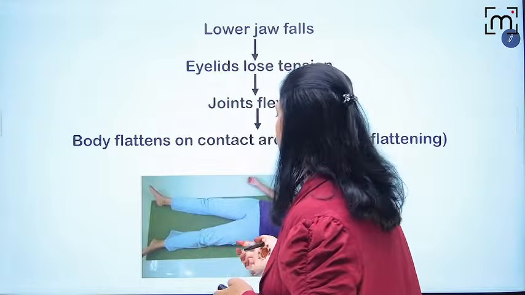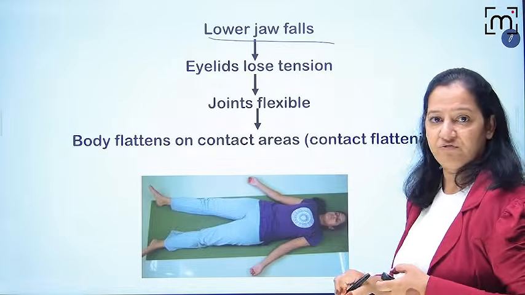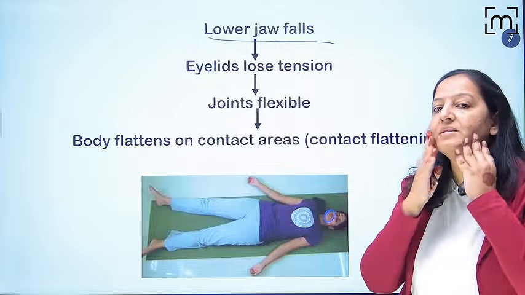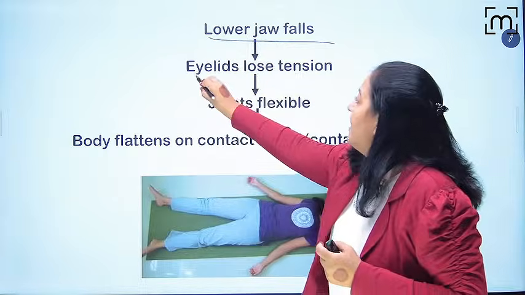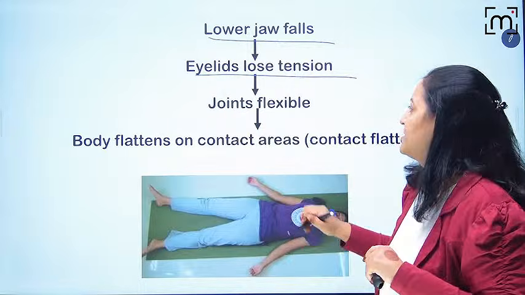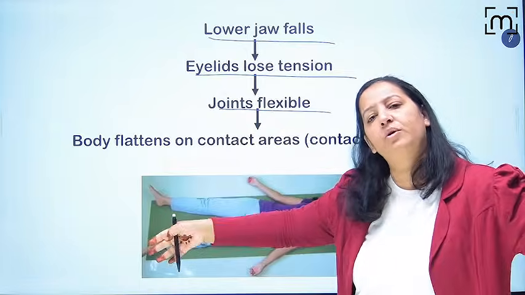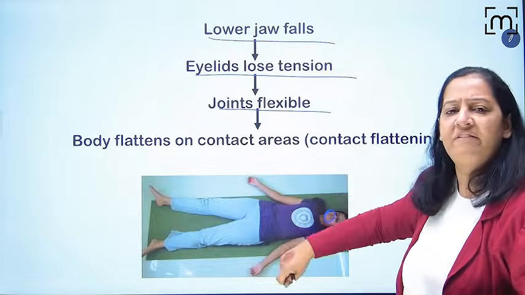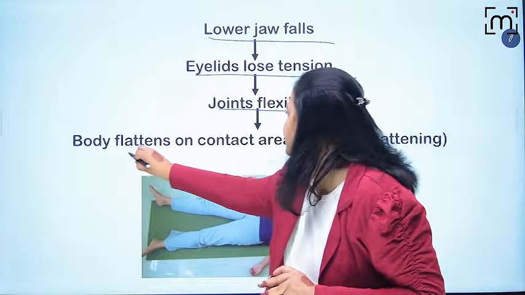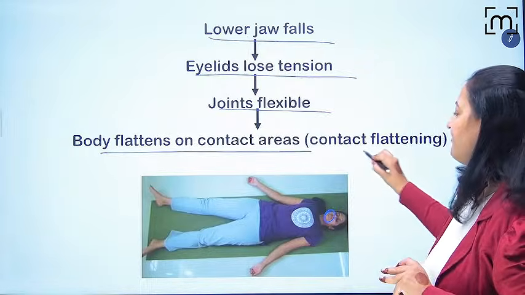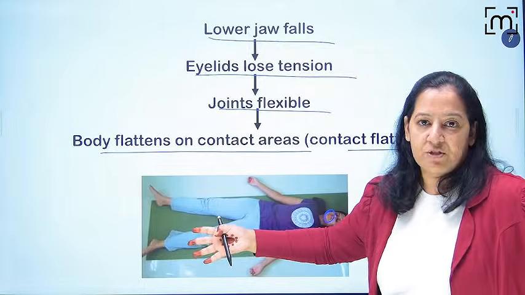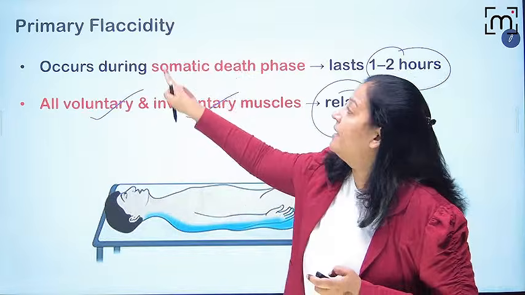So what's the sequence? First of all, the lower jaw falls. As soon as the person dies, the lower jaw falls, because these muscles are relaxing. Eyelids lose tension. The eyes are open only, and the eyelids lose tension. Joints flexible. All the joints become super flexible. You can move them very easily anywhere. Body flattens to the contact area. It is known as contact flattening. Whatever is the position of the dead body at that time, the body flattens in that position. So this happens in primary flaccidity.